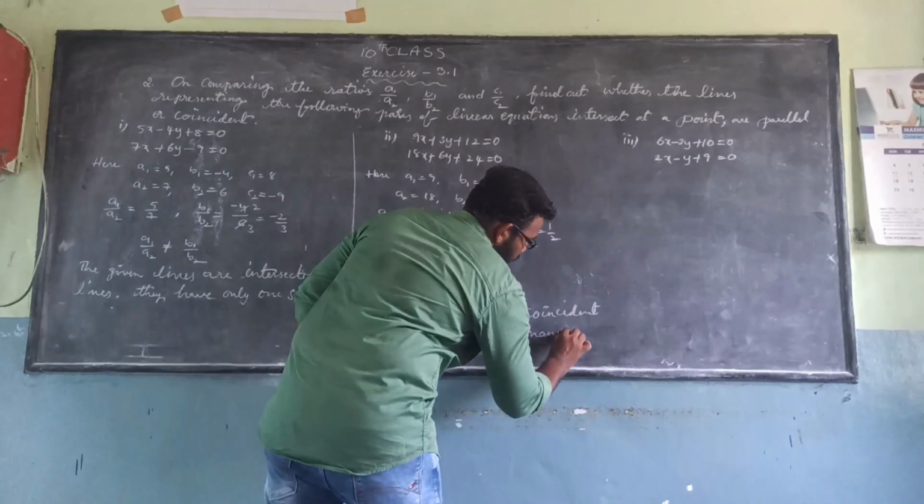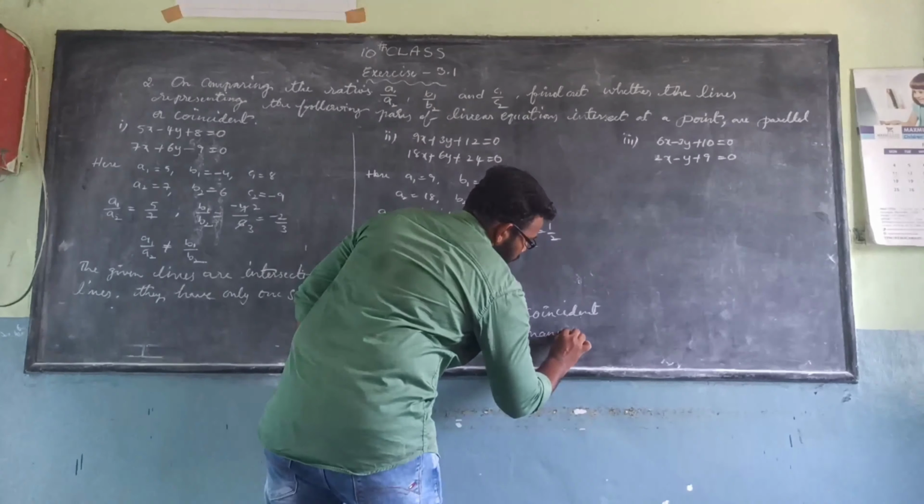That's it. Exercise 3.3, question number 3. On comparing the ratios a1 by a2, b1 by b2 and c1 by c2, find out whether the following pairs of linear equations are consistent or inconsistent. So how can we say the given lines are consistent or inconsistent? If the given equations have a solution, then those lines are consistent. If they have no solution, those lines are inconsistent. So first of all we have to find whether they have solutions or not.